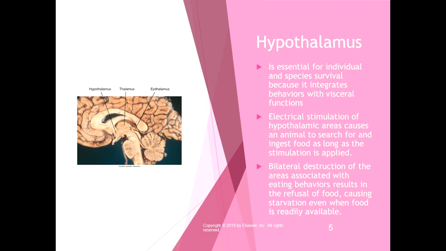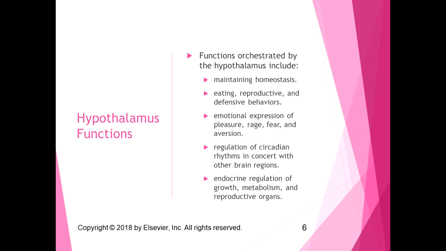Bilateral destruction of the areas associated with eating behaviors will cause an animal to refuse food. Even if the food's sitting right there, they will starve. So obviously the hypothalamus has a serious survival function. So other functions that the hypothalamus has, well, maintaining homeostasis, that's a biggie. Eating, reproductive, and defensive behaviors, also biggie. Emotional expressions of pleasure, rage, fear, and aversion. Regulation of circadian rhythms in concert with other brain regions. And endocrine regulation of growth, metabolism, and reproductive organs.